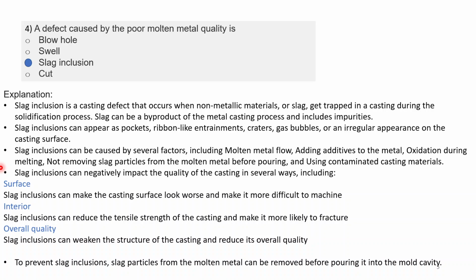Slag inclusions can negatively impact the quality of the casting in several ways, including surface. In case of surface, slag inclusions can make the casting surface look worse and make it more difficult to machine. Interior, slag inclusions can reduce the tensile strength of the casting and make it more likely to fracture. Overall quality, slag inclusions can weaken the structure of the casting and reduce its overall quality. To prevent slag inclusions, slag particles from the molten metal can be removed before pouring it into the mold cavity.